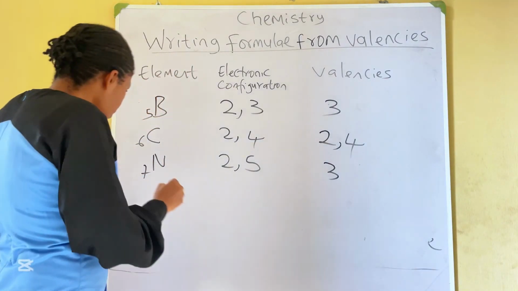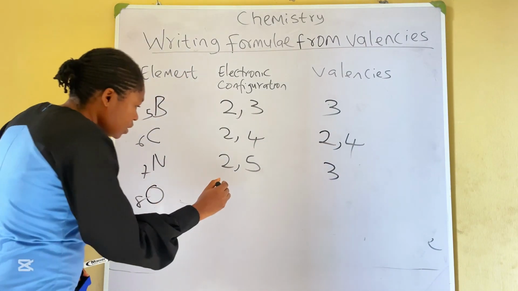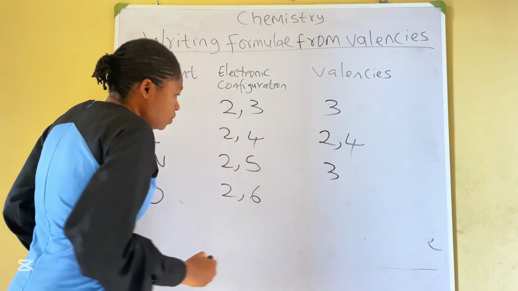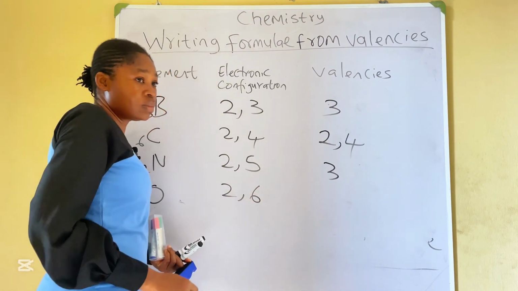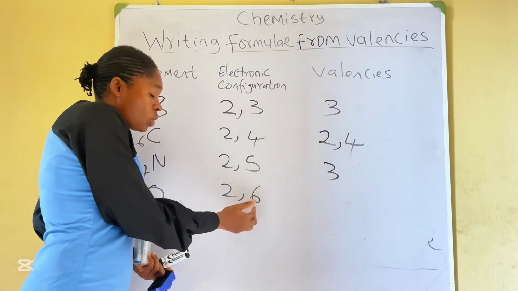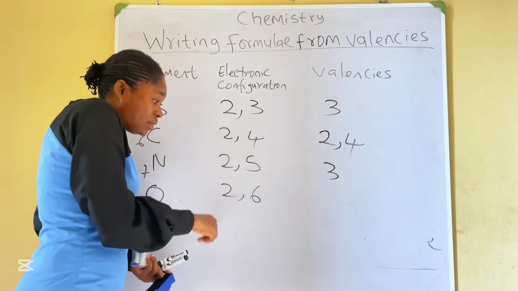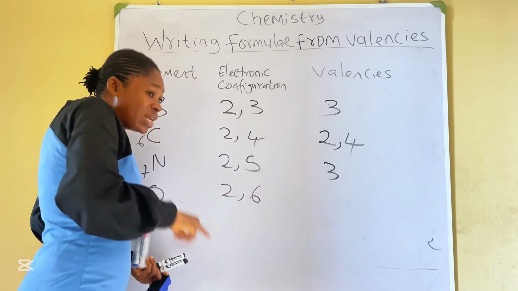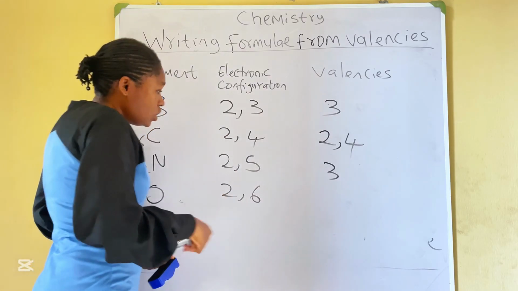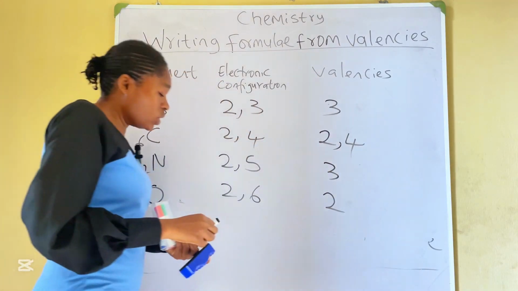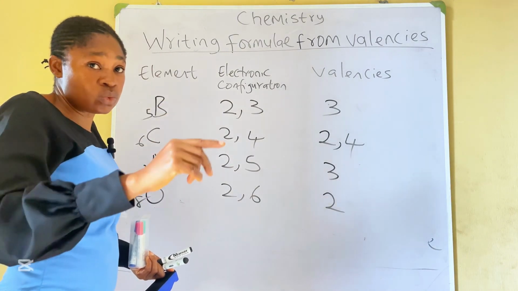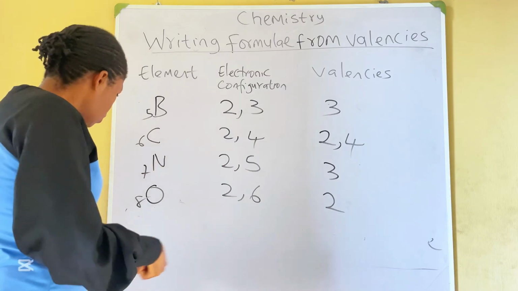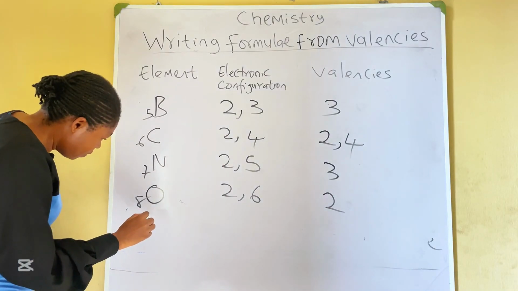Oxygen is number 8: 2, 6. So this one will accept 2 electrons to have the octet configuration, 8 electrons in the outermost shell. So the valency of oxygen is 2. What should be the oxidation number? The oxidation number of oxygen will be -2.